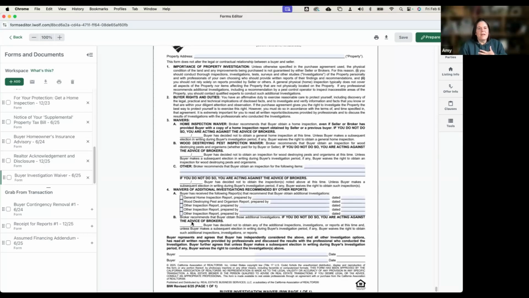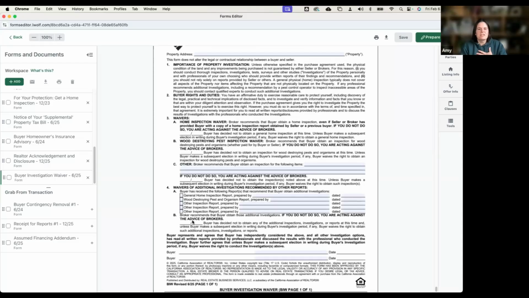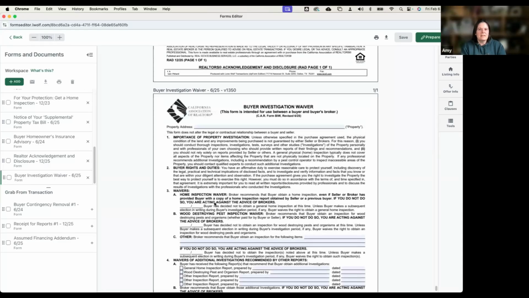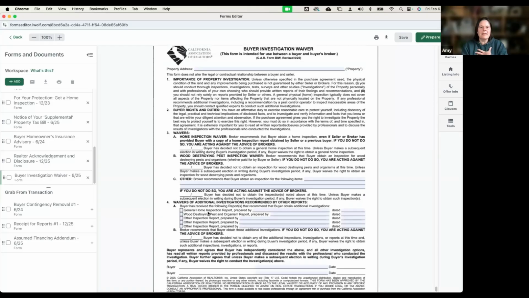Okay. Now, waivers of additional investigations recommended by other reports is section 4. So you can fill this form out more than one time. You can come back and revisit it. So if I had a general home inspection and they said, oh man, the panel's questionable, you should have an electrician come out and look at it, then we could say, hey, there was a recommendation for further inspection by this report, dated blank, right? So we can fill in those line items if anybody recommended further investigation.